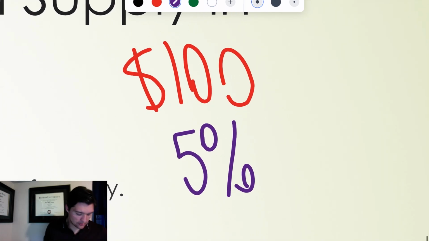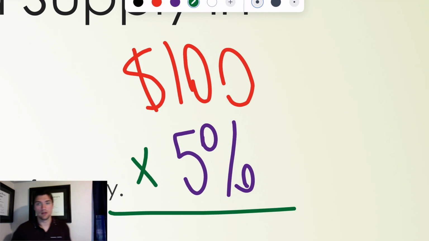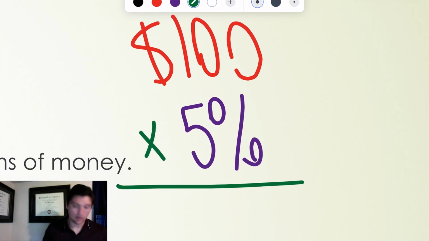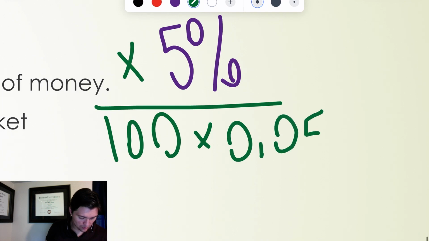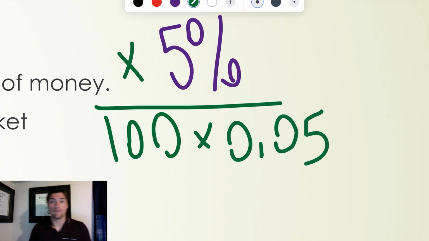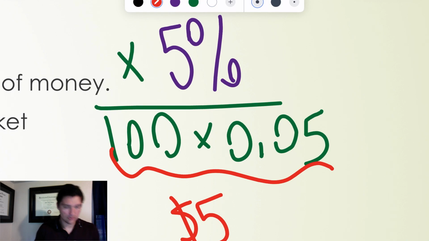So here's how we do it. You're going to multiply these two numbers here. You're going to do the amount times the interest rate. So that would be 100 times 0.05. If you're confused, it is not times 5. It is times 0.05 because 0.05 is 5%. If you did this, this equals $5.